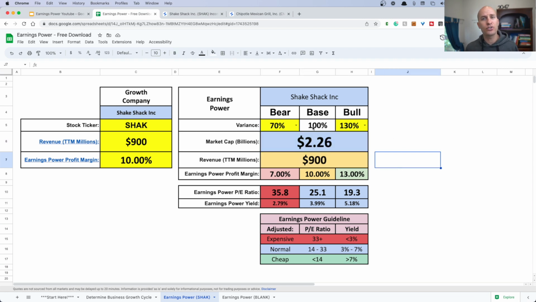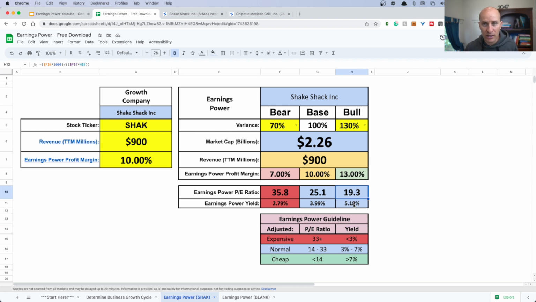Now, this tool also has these variances built in, so you can give yourself some wiggle room. So if you want to assume that they only get to a 70%, so a 7% profit margin, they'd be trading at 36 times their earnings power number, which is a high figure. But if you assume that they get to, say, a 13% profit margin, which would be 130% of that number, then they're only trading at 20 times their theoretical earnings number.